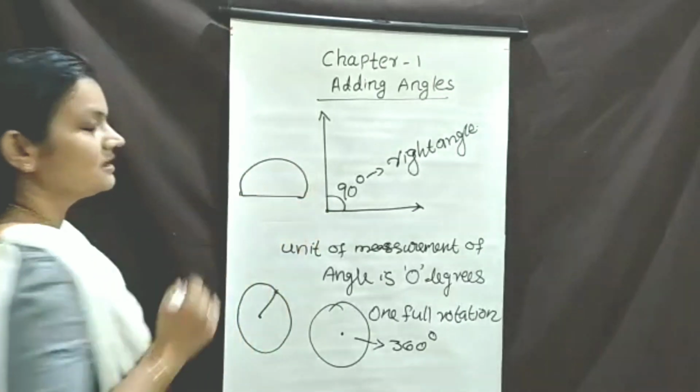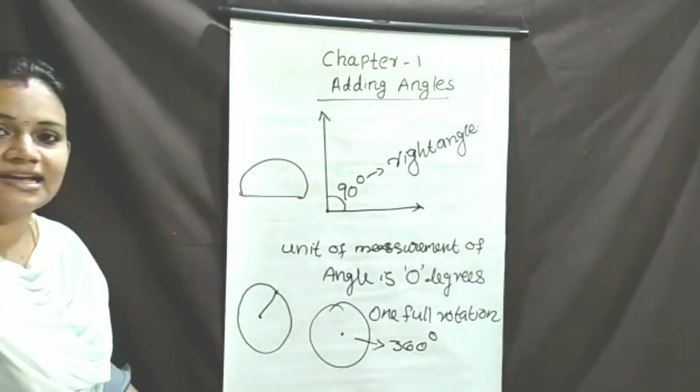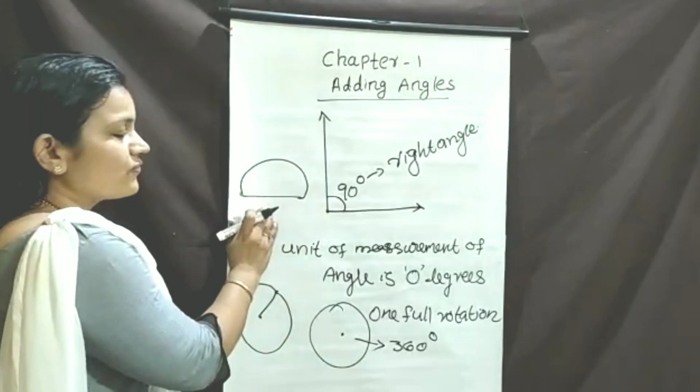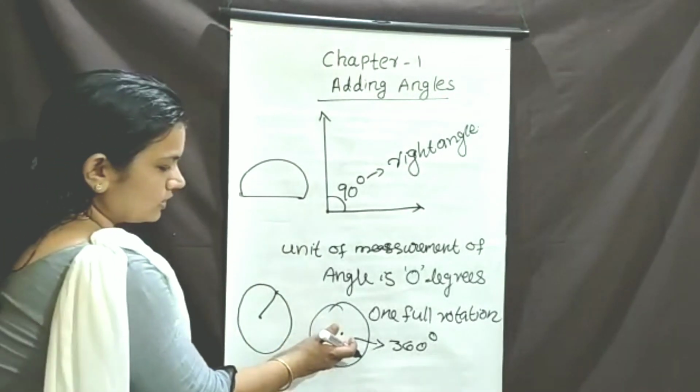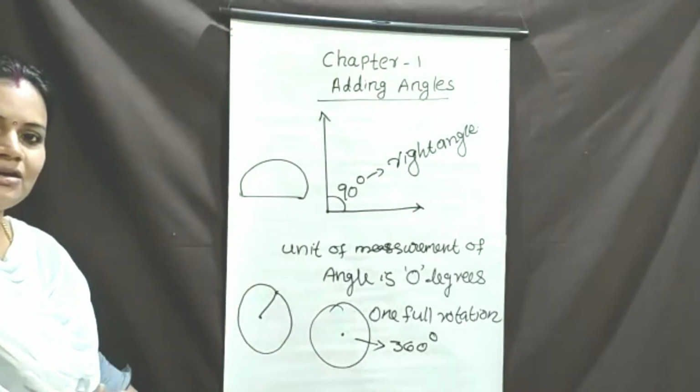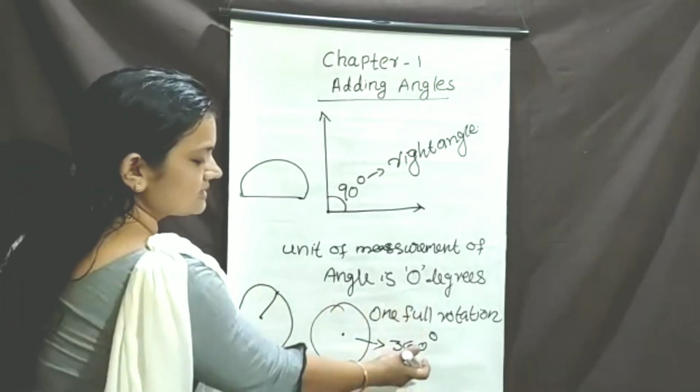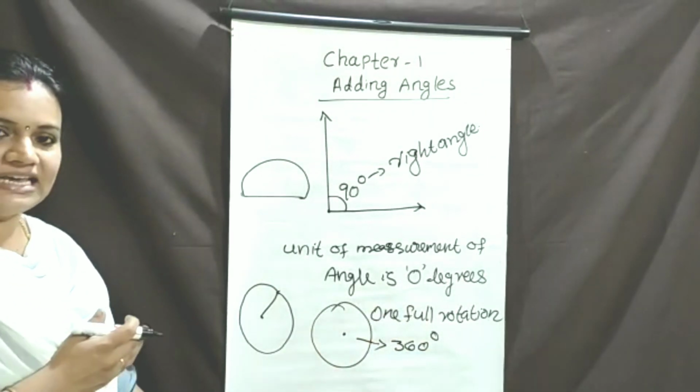This is what? This is a half rotation. What is this? This is the half rotation. This is the full rotation. This is the half rotation. Then the one full rotation is 360 degrees.